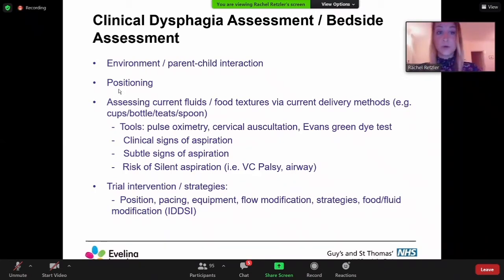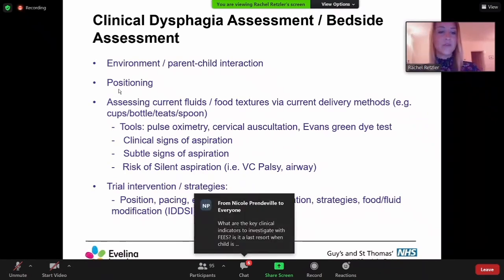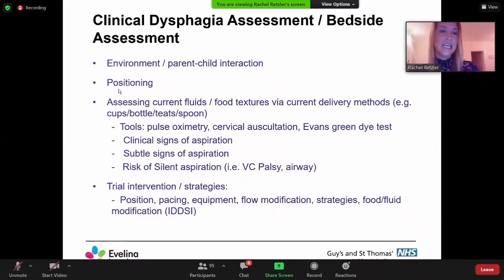We use tools such as pulse oximetry, cervical auscultation, and green dye assessment in some cases for our tracheostomy population. We're looking for the clinical signs as well as the subtle signs of aspiration. And as we've touched on throughout this presentation, we're keeping in the back of our mind, given this child's medical history and their presentation, do we feel they might be at risk for silent aspiration? For example, again, vocal cord palsy is one where I'm always thinking that.